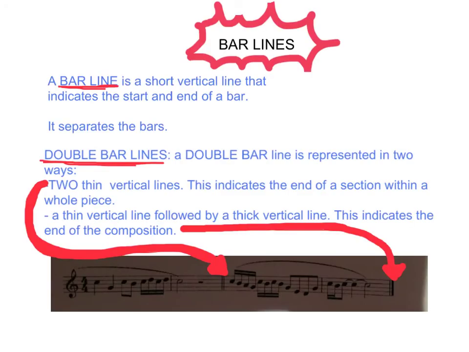So, let's get started. Bar lines are extremely important. A bar line is a short vertical line that indicates the start and end of a bar. Therefore, it separates the bars.